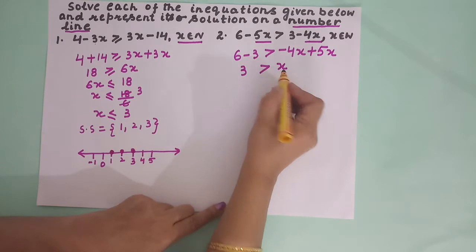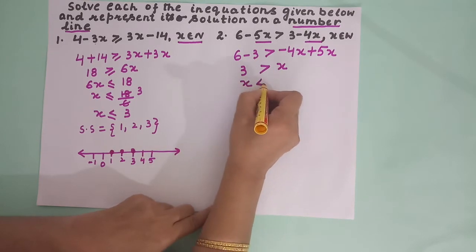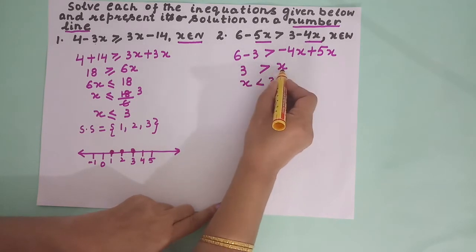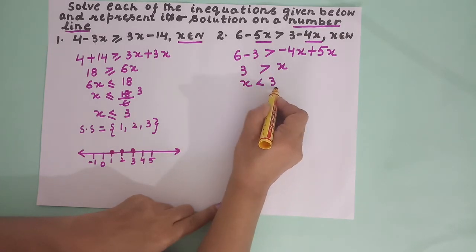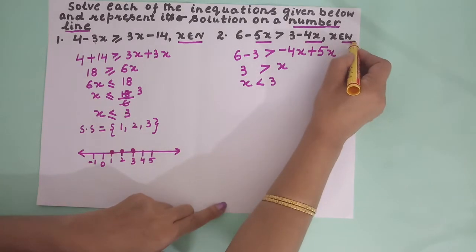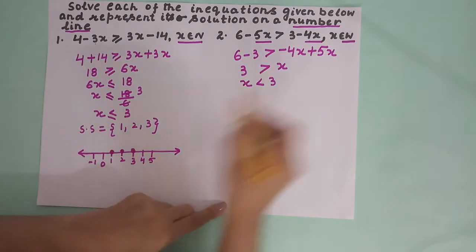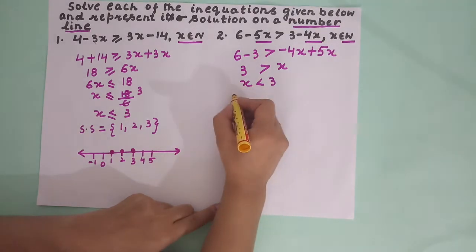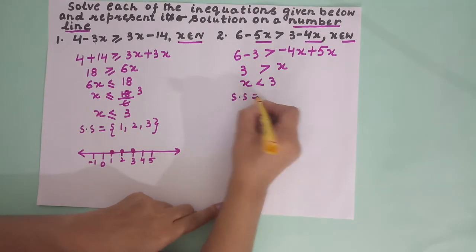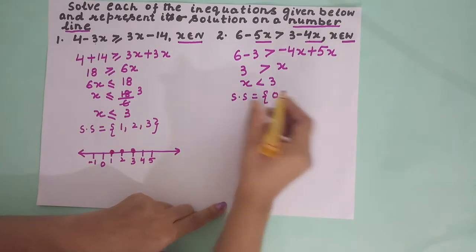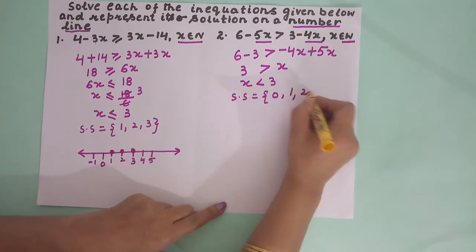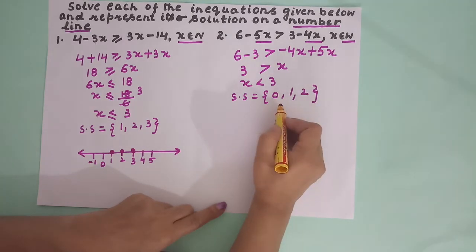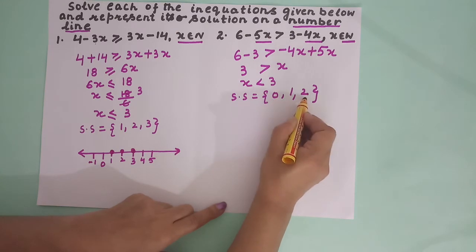If 3 is greater than x, does that mean x is less than 3? Right? This statement means 3 is greater than x. So we can write this as x is less than 3. And at the same time, x is a whole number. So whole numbers start from 0. So what will be the solution set for this? It will start from 0, but it is less than 3. So 0, 1 and 2. So whole numbers which are less than 3 will start from 0 and end at 2.